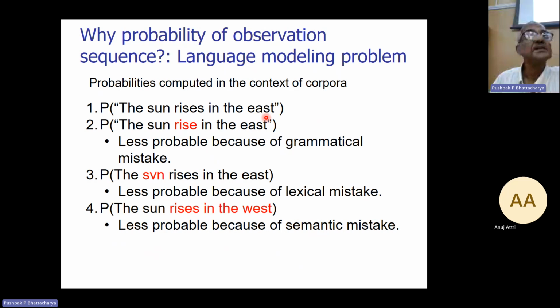The first sentence is perfect, grammatically correct, semantically correct. The second sentence is semantically correct, but grammatically wrong. The third sentence is semantically maybe correct, syntactically also correct, but there is a spelling mistake, SVN. The last sentence is semantically incorrect. The sun rises in the west.